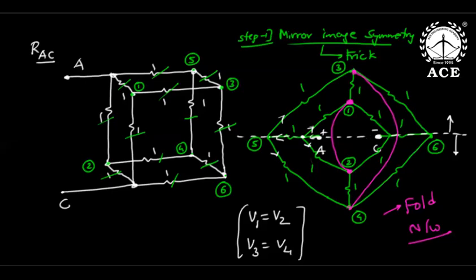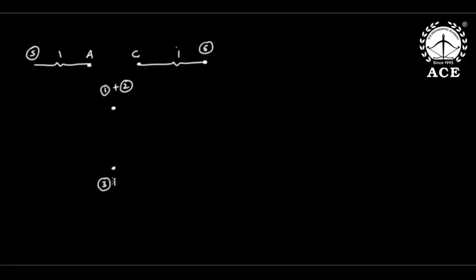Now see, because I identified such nodes which are at same potential, that is V1 equal to V2 and V3 equal to V4. However, V5 is not equal to V6, because this is at higher potential and this is at lower potential. So now if I join, listen. This is A and this is C, which I'm not disturbing, and adjacent to A, 5 is there, adjacent to C, 6 is there. This is the sixth node and this is the fifth node, which I'm not disturbing because they are the axis nodes. And this is 1 ohm, 1 ohm. But here we joined such nodes which are at same potential. So we joined 1 and 2 and we joined 3 and 4.